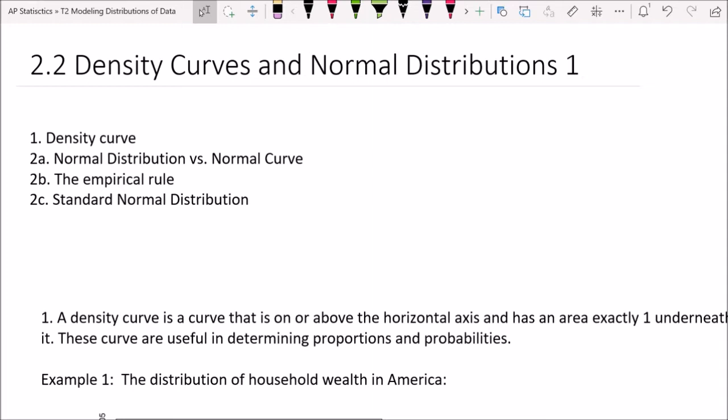So you can see there are four things on the screen we're going to talk about today: density curves, normal distributions and the normal curve, the empirical rule, and the standard normal distribution. So let's get right to it. What is a density curve?